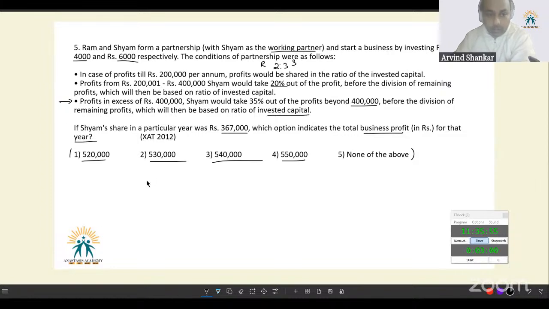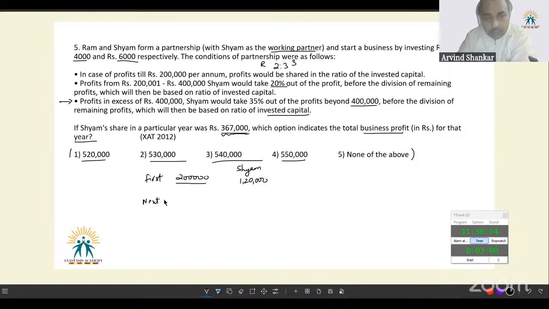So, for the first 2 lakh, Sham would have received 3/5 of this, or he would have received 1,20,000. How much is Ram getting? I don't know. I don't care because all I'm concerned with is Sham's data point. That is what I know. For the first 2 lakh of profit, Sham received 1,20,000.